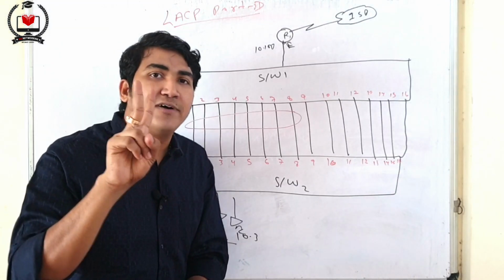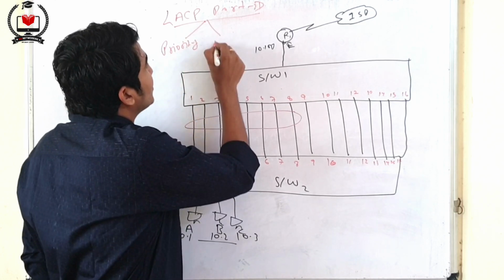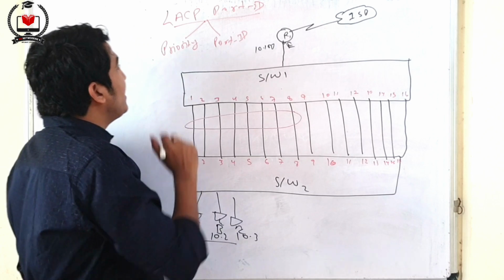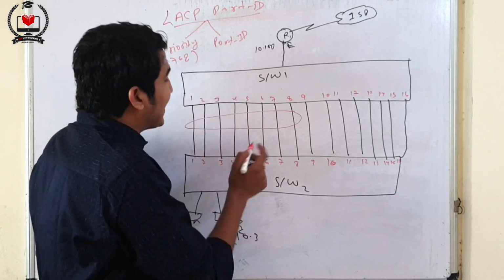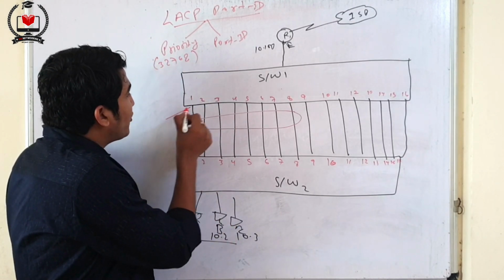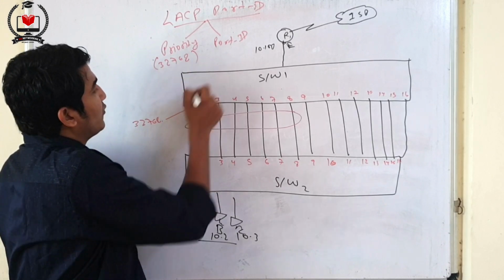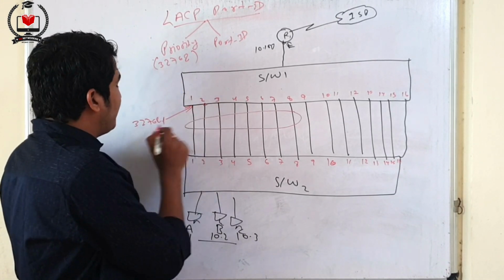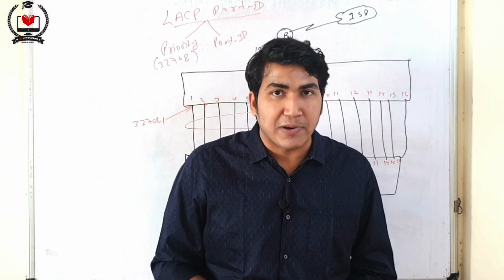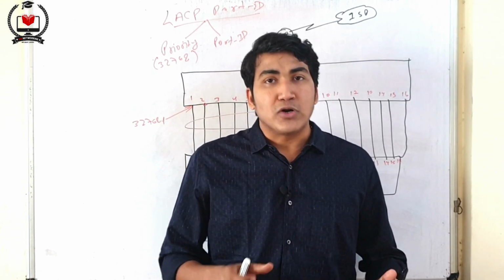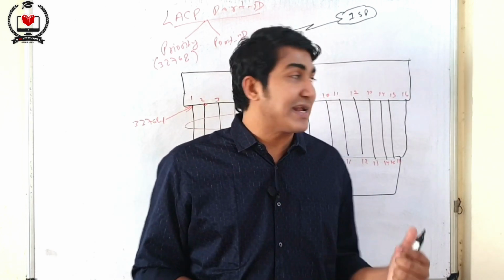Again, the LACP port ID is a combination of two things. First is priority, and second is port ID. By default the priority is 32768, and the port ID is as you can see. So the port ID of port number 1 will be 32768 plus 1, so it will be 32768.1. The port ID of port 2 will be 32768.2. Port number 3 will be 32768.3, port number 4 will be 32768.4, and port number 5 will be 32768.5, like this.